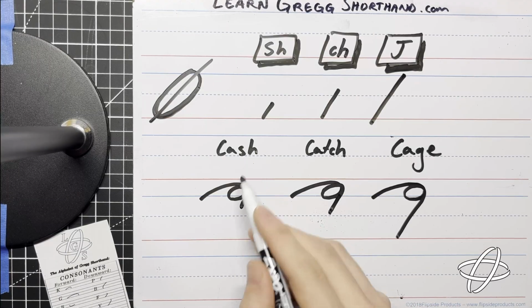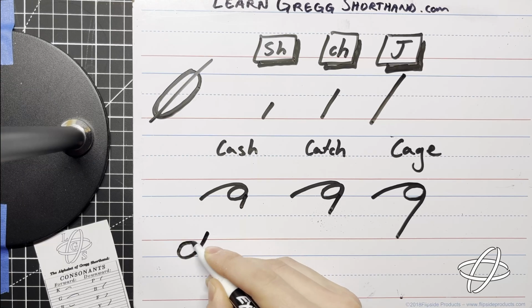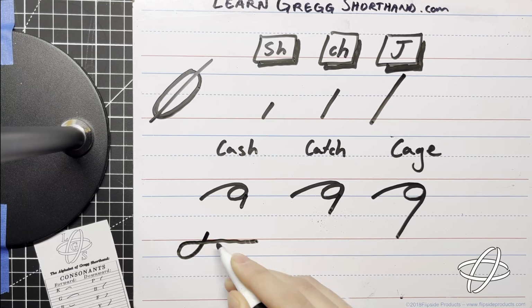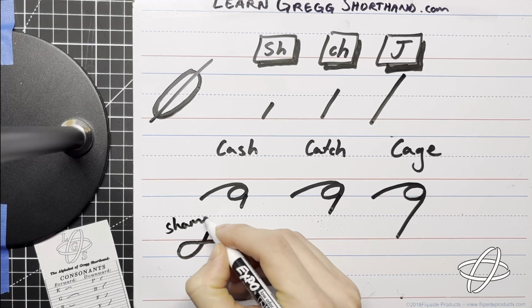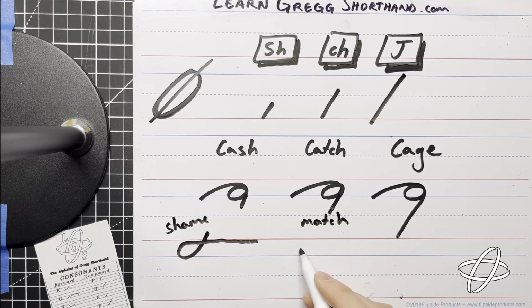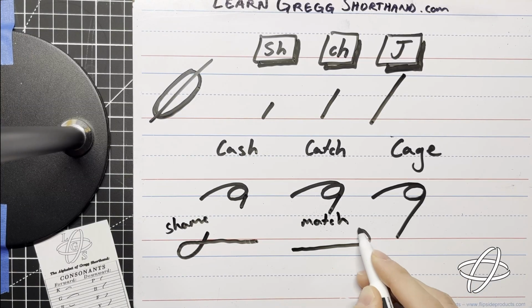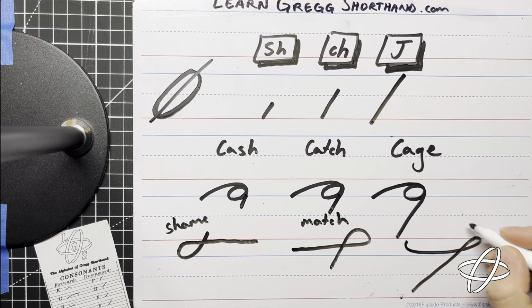So let's do another example of each. So the ish sound, let's do shame. Sh, a, m, shame. So that's what it looks like starting a word. Let's do match. It's a strong ch sound. M, a, ch, match. And then another J sound. Let's do ledge. L, E, G. Okay, ledge.